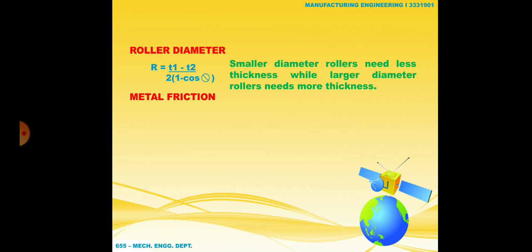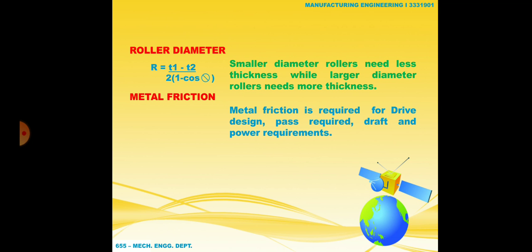The next factor affecting the rolling process is metal friction. Friction plays an important role in every process. Metal friction is required for drive design. So how much friction is produced in this process? How much path is required to achieve shape, draft and power requirement? How much power is consumed with friction? So for all that, metal friction is calculated for the rolling process, and the equation is given by mu equal to friction force divided by radial force.